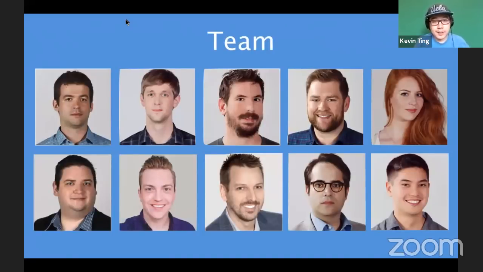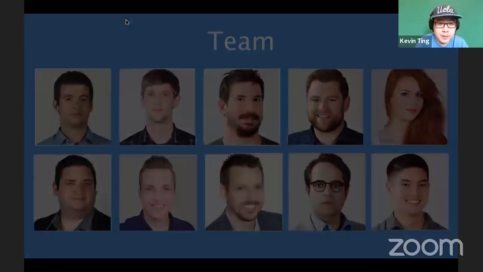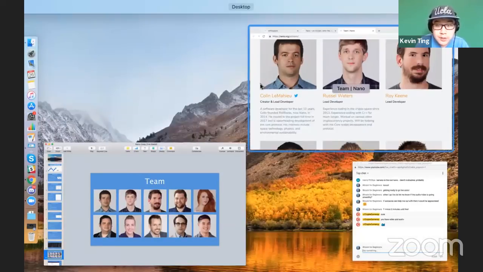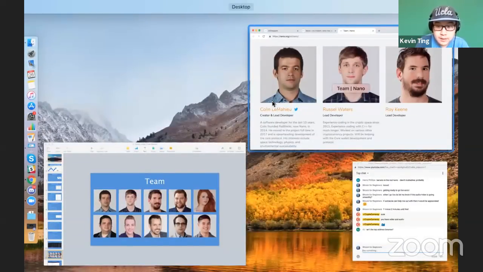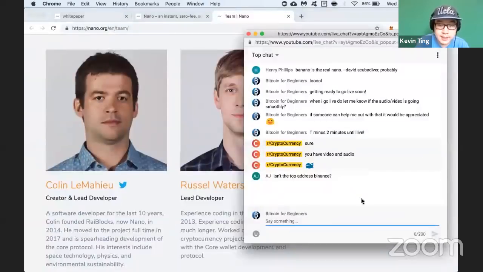So in terms of their team, here is the image of all their team, but I want to go to their website. AJ, I believe the top address is Binance. I'm not 100% sure, but it seems like a lot of people do want to hold their coins in exchanges, even after what happened earlier this year with BigGrail. So, yeah, that is very interesting, that that's probably the case. But let's take a quick look at their team.